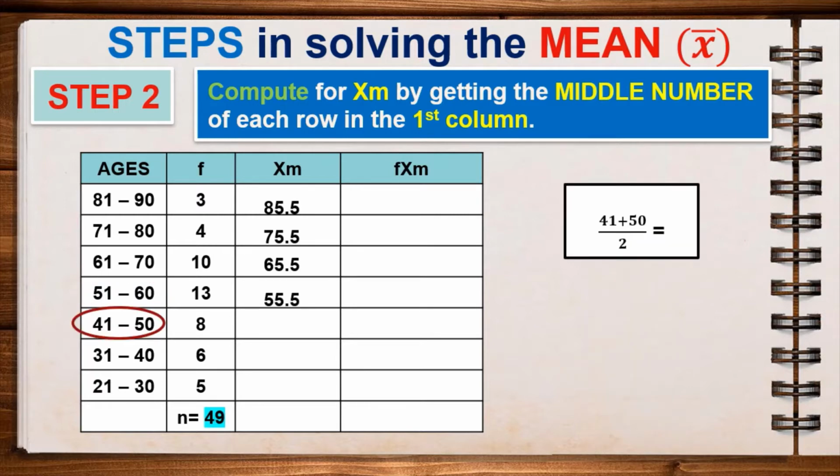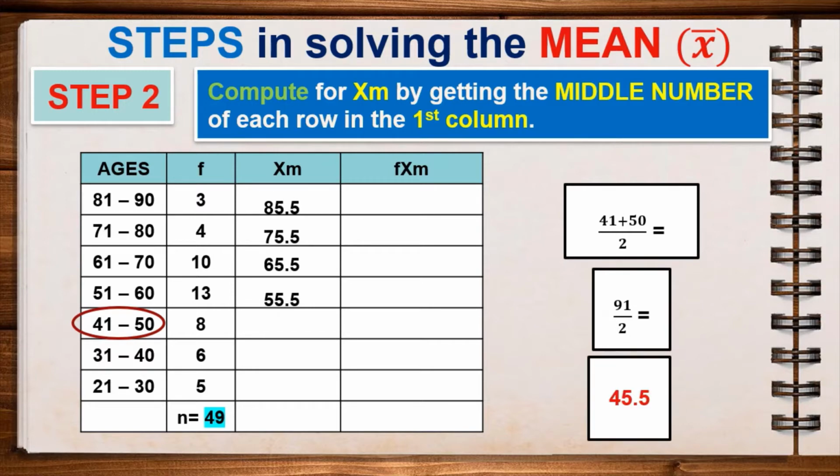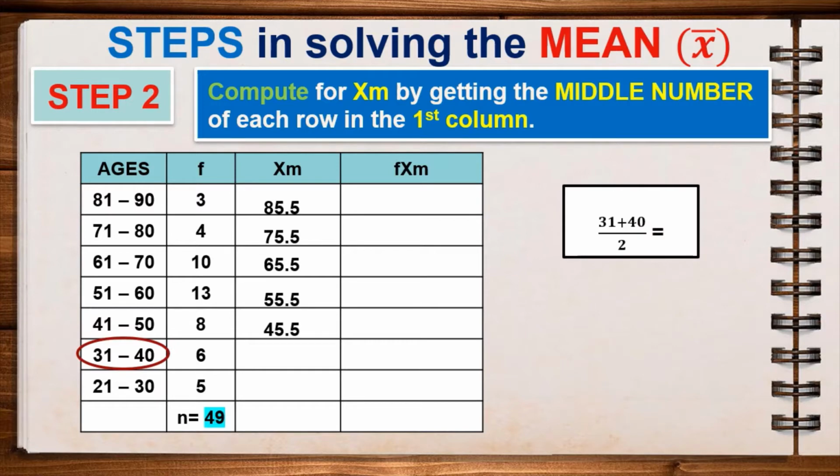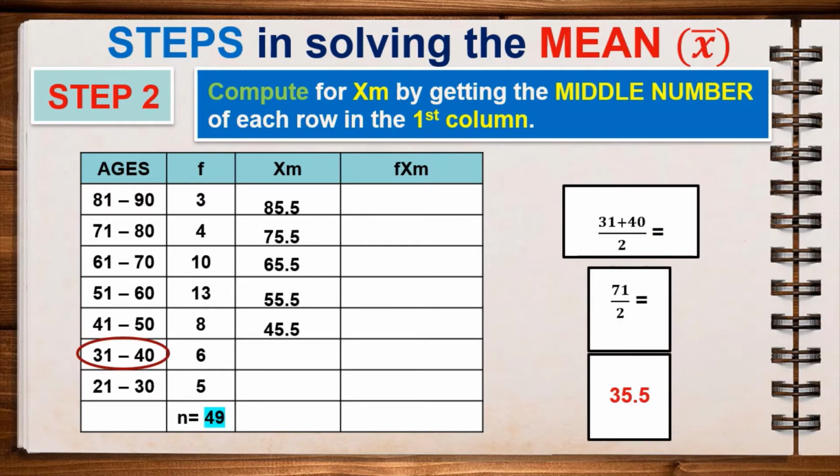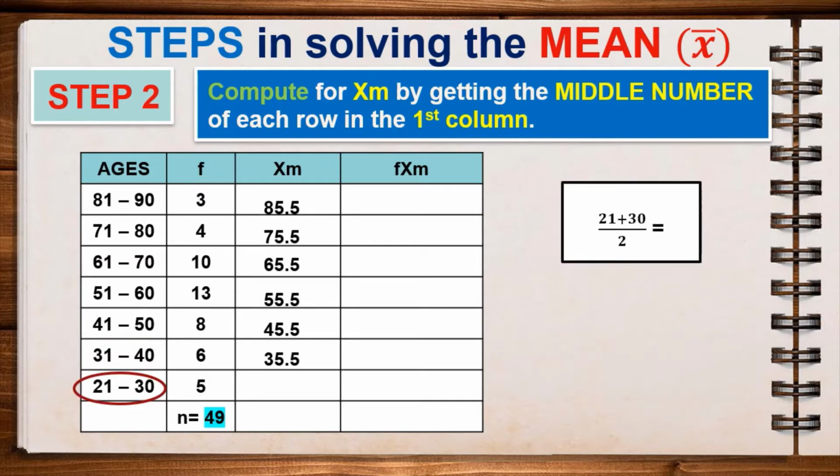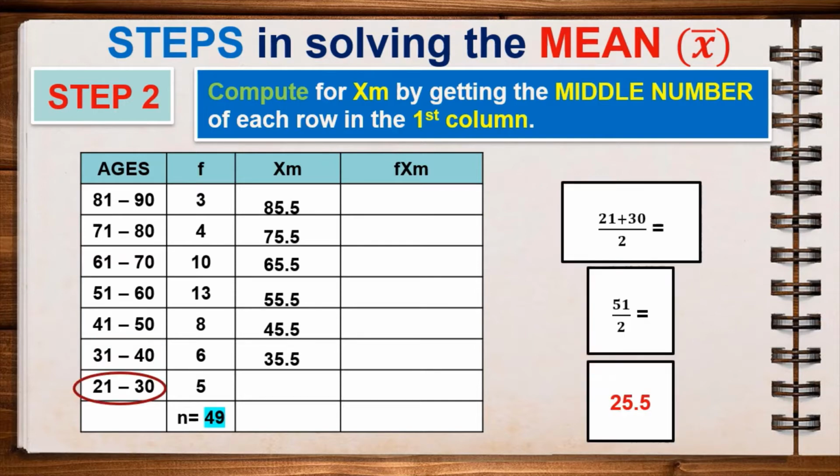Next, 41 plus 50 divided by 2, that is 45.5. Next, 31 plus 40, 71 divided by 2, that is 35.5. 21 plus 30, that's 51 divided by 2, that is 25.5. So that's it. That's how to compute the class mark.